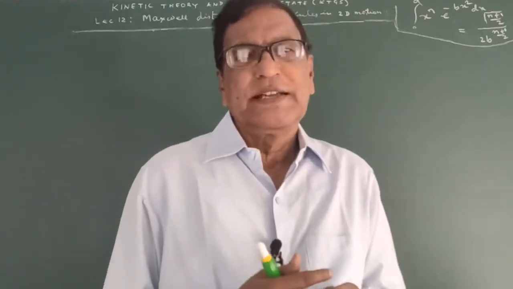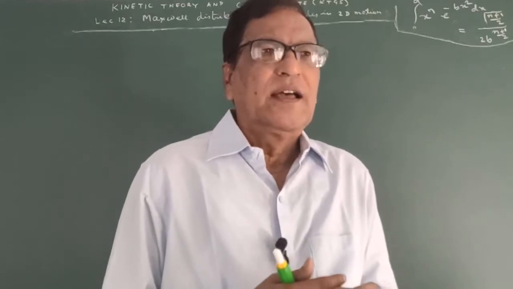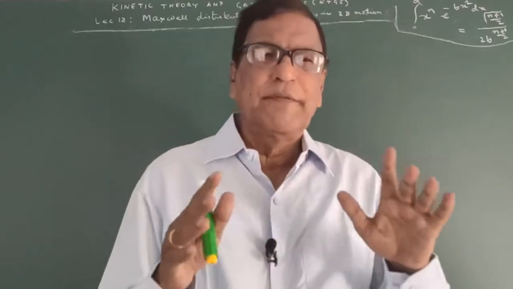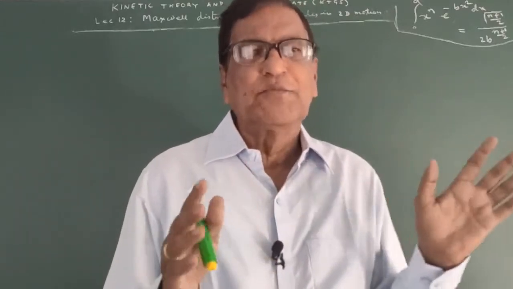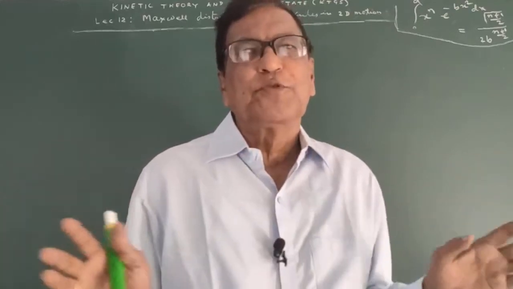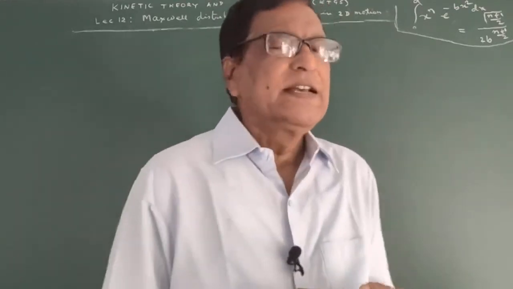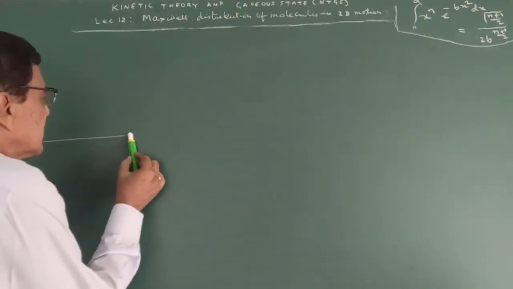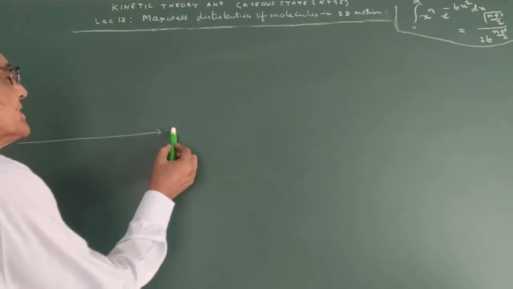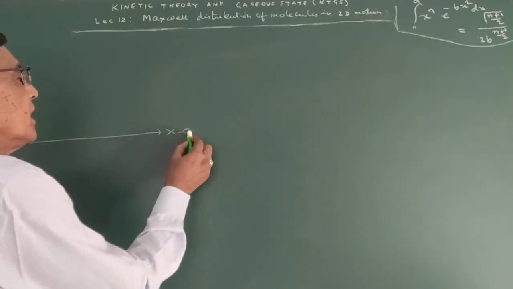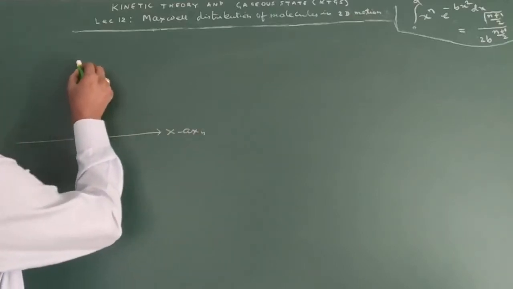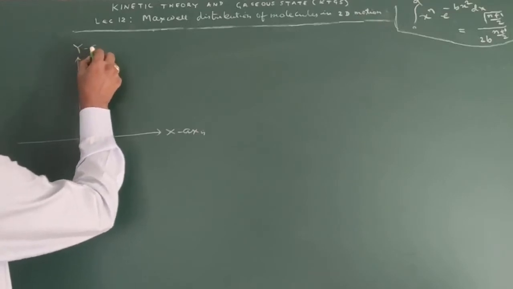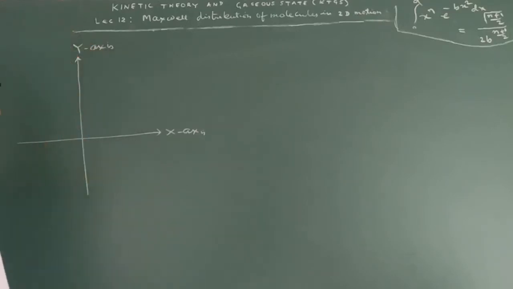Only the birds can move in three-dimensional motion when they fly. The molecules here also have three-dimensional motions, but we would like to see what will happen whenever the molecules are moving in 2D or planar motions. Suppose this is the x-axis, and this one is the y-axis. And this is the origin.